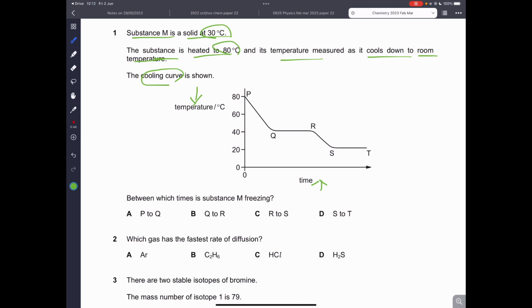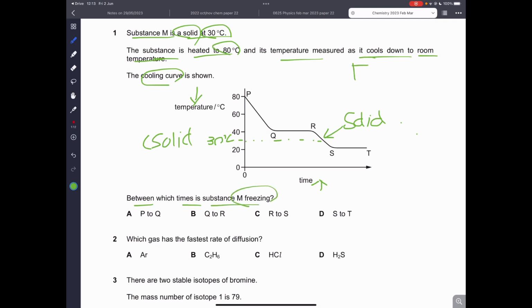So we know that substance M is a solid at 30 degrees. So solid at 30, it should be somewhere here. It is at a solid state here, so we can see on the graph that in this part, it is already solid, and it is undergoing more temperature changes. But the question asks, between which times is substance M freezing?